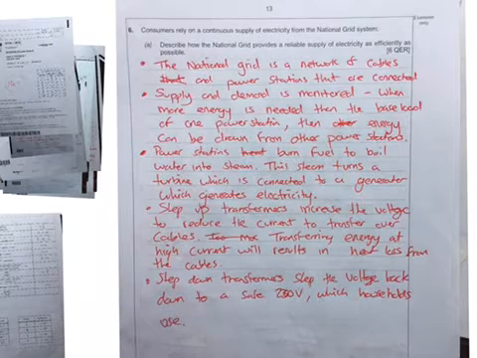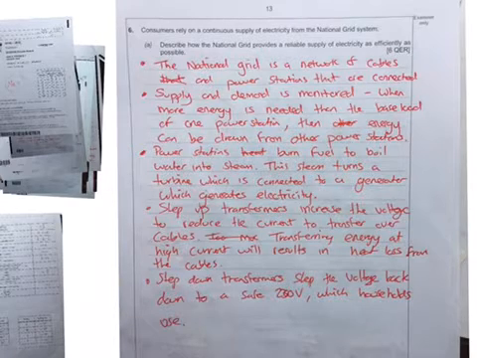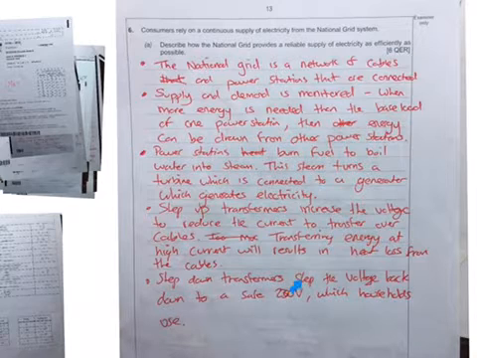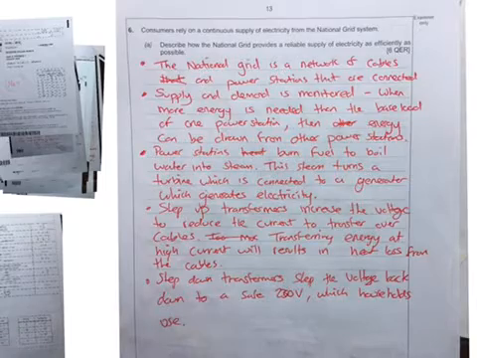Power stations burn fuel to boil water into steam. So I'm mentioning now how they generate electricity. This steam then turns a turbine, which is connected to a generator, which generates electricity. Now, your step-up transformers increase the voltage to reduce the current, to transfer over cables, because transferring energy at high current will result in heat loss from the cables. So you lose a lot of energy, and they don't want to do that, so they convert it to really high voltages. Step-down transformers bring it back down to 230 volts, which we can use in the house.